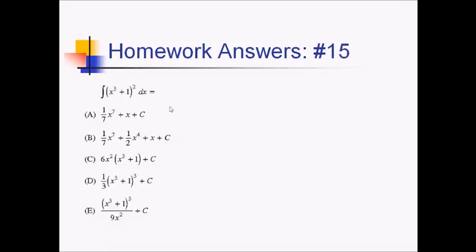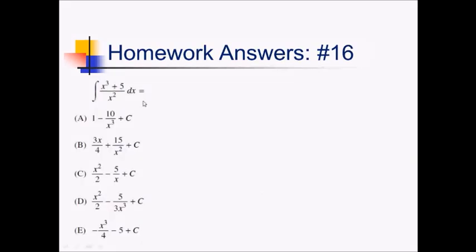For number 15, this antiderivative becomes a little bit easier if we expand this out. So this will be, let's see, x to the 6th plus 2x to the 3rd plus 1. And then anti-differentiating term by term, this bumps up to a 7, so we have 1/7 x to the 7th. Plus, well, this bumps up to a 4. Dividing by that, we have 1/2 x to the 4th plus x plus a c at the end. So that's going to be answer choice B.